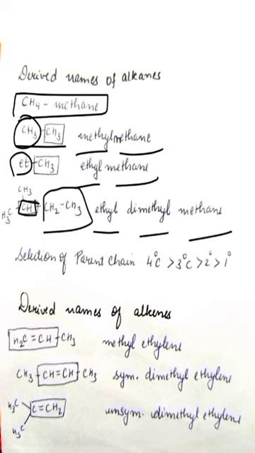Now let us look into derivatives of alkenes. Alkenes are derived from ethene, so ethene is the main group. Here ethene is the main group and CH3 is the substituent, so methyl ethene. Here it is symmetrical because on both the sides CH3 is attached, so symmetrical dimethyl ethylene. Here only one of the 2 carbon atoms of ethylene has CH3 group, so it is unsymmetrical dimethyl ethylene.